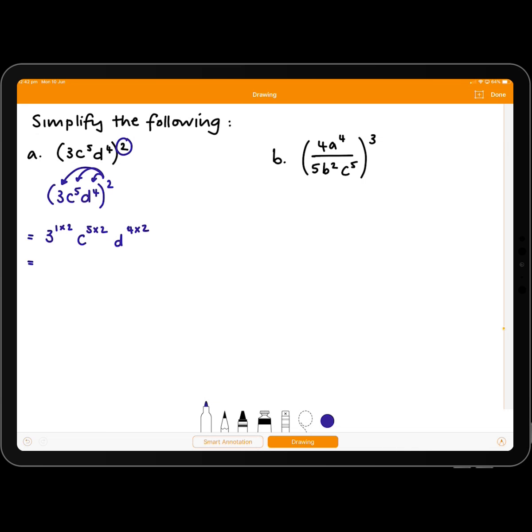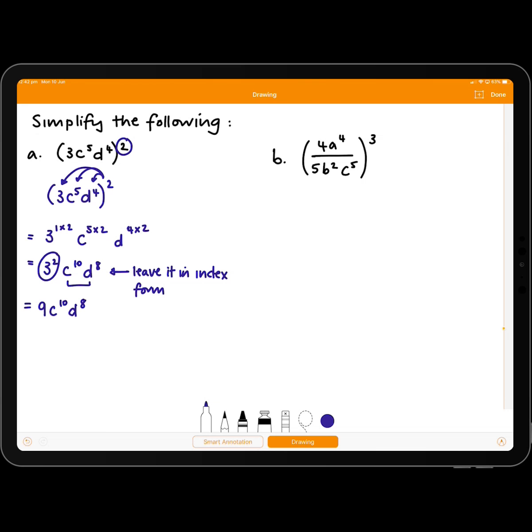So simplifying that now, we have 3 to the power of 2, c to the power of 10, and d to the power of 8. Now, if the question asked us to leave it in index form, this is how we would leave it, because every part of the term has an index attached to it. Or what you can do is simplify this, because we do know what 3 to the power of 2 is. We know that it's 9, but what we can't simplify is really that. So we're still going to have c to the power of 10 and d to the power of 8.